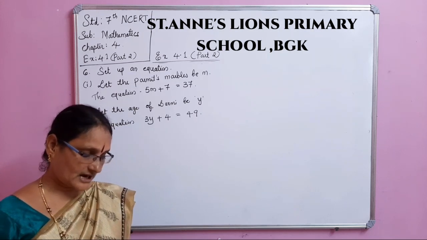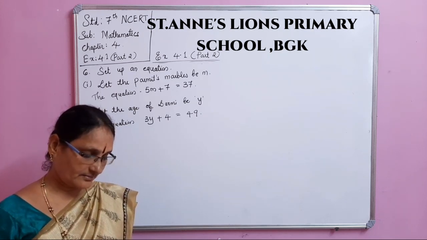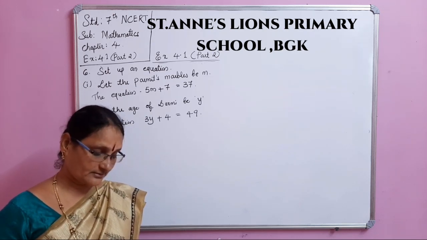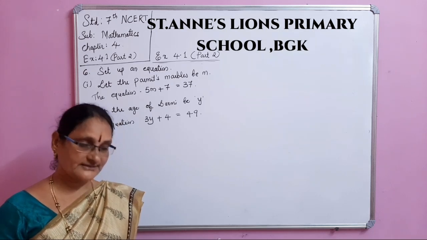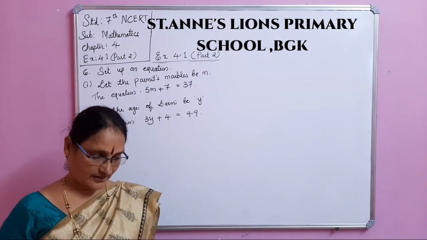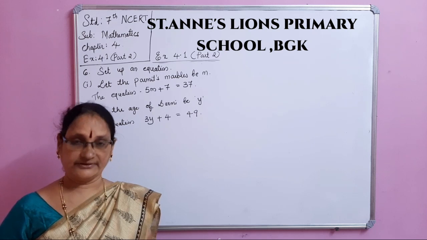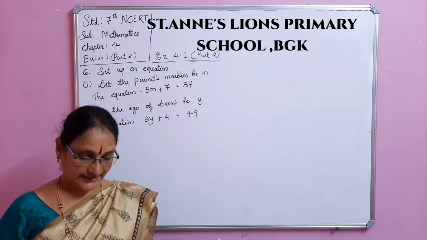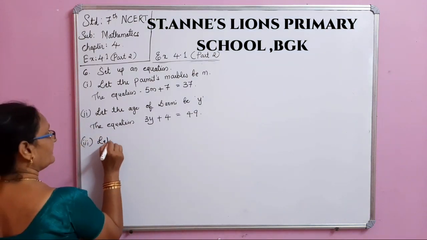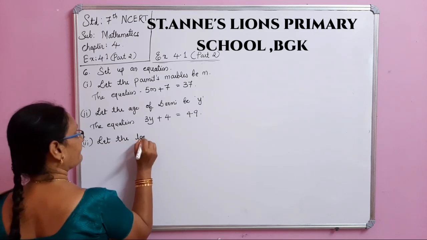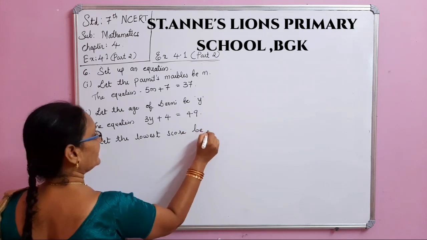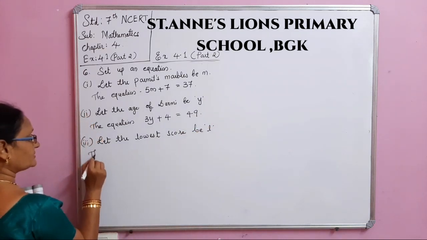The teacher tells the class that the highest marks obtained by a student in her class is twice the lowest marks plus 7. The highest score is 87. Take the lowest score to be L. Yes. Let the lowest score be L. Then the equation.